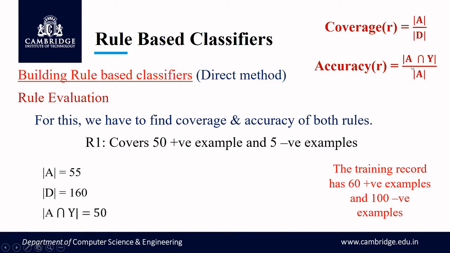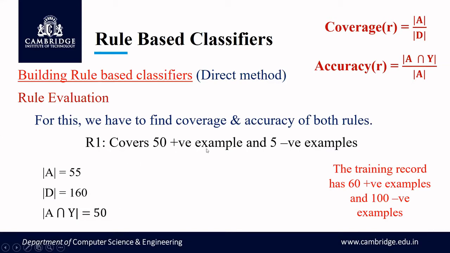How much will that be? It will be 50. Why? Because I have to consider positive examples, right? That is, I need to consider both the antecedent part as well as the consequent part. Here, rule 1 is covering only 50 positive examples. So I'll consider |A ∩ y| to be 50.